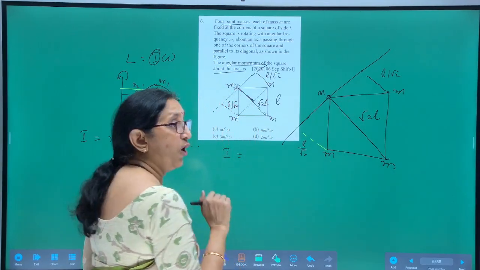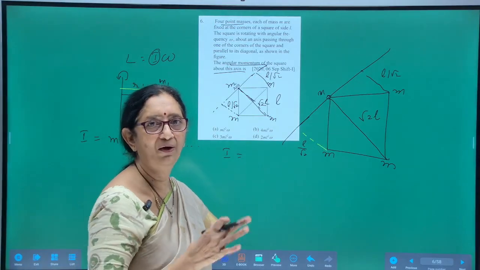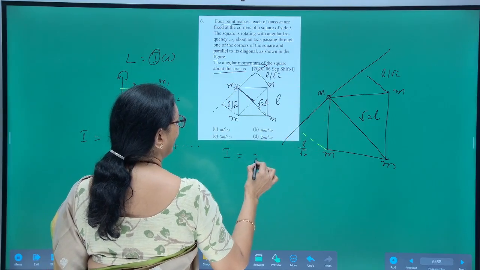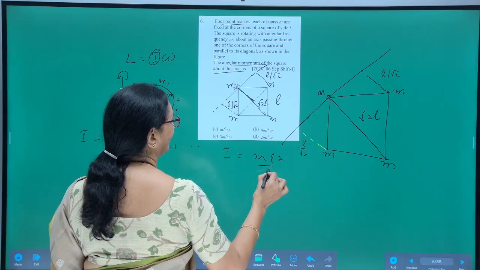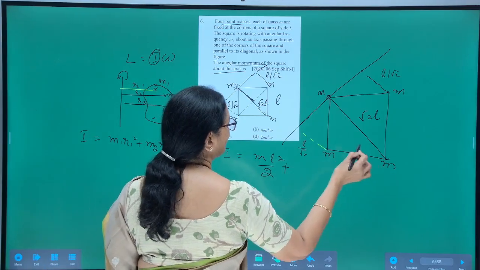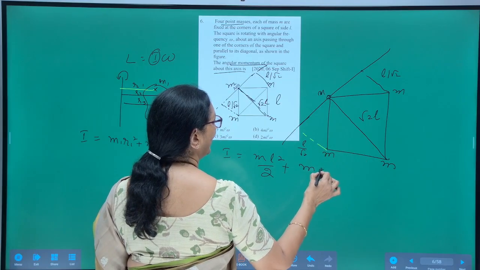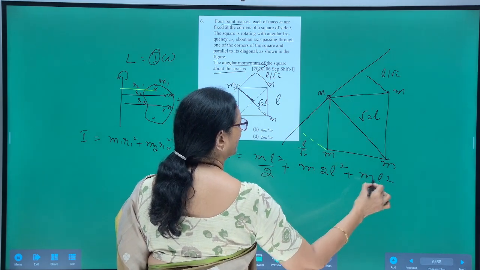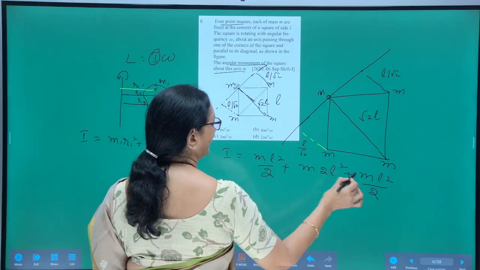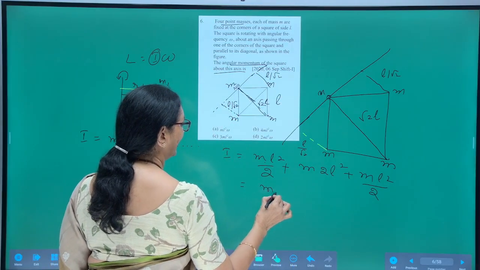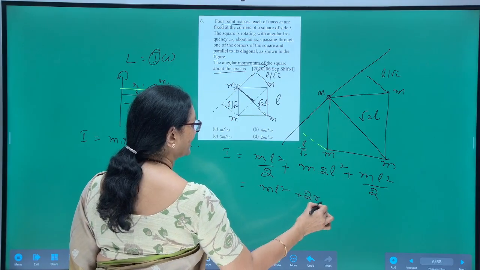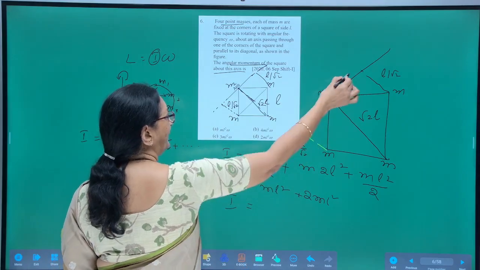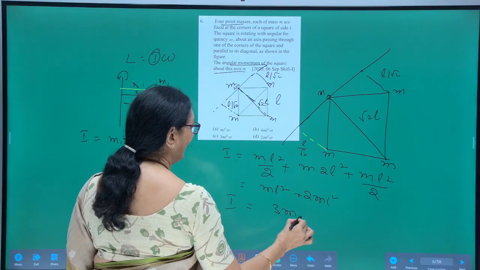As this is on the axis, its distance is 0, hence its moment of inertia with respect to that point is 0. For this, M into L by root 2 whole square, L square by 2. For this, M into root 2L whole square, 2L square. For this, M into L by root 2 whole square, L square by 2. ML square by 2 plus ML square by 2 plus 2ML square gives 3ML square. So, the moment of inertia of that 4 particle system about this axis is 3ML square.